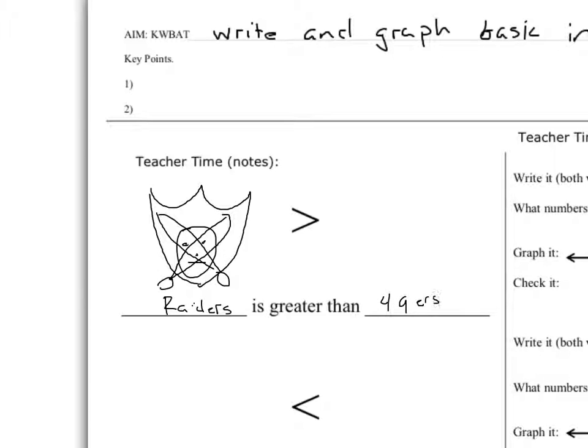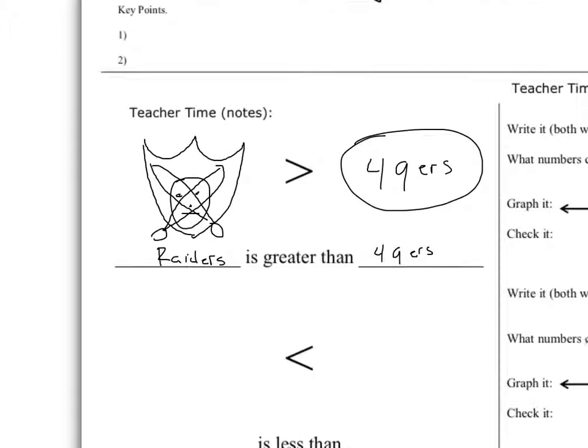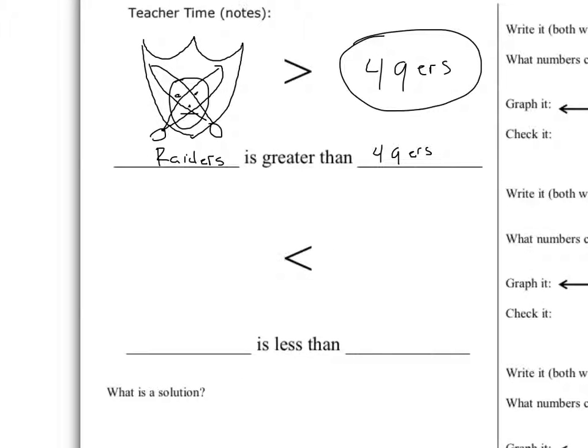I don't want you to copy this down. The important thing to take away from this is that we could also write this in a different way, and it would still have the same meaning if I turn everything around. Right now this means the Raiders are greater than the 49ers, but I also could say it as, well, the 49ers are less than the Raiders.